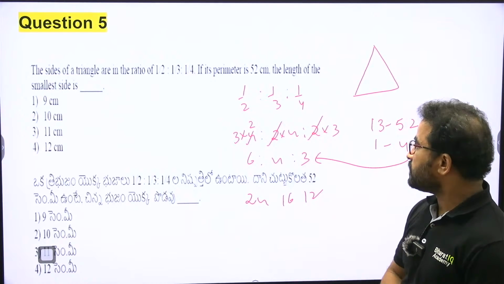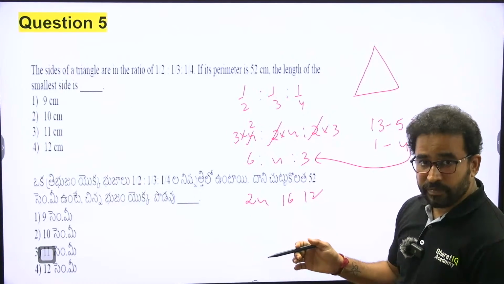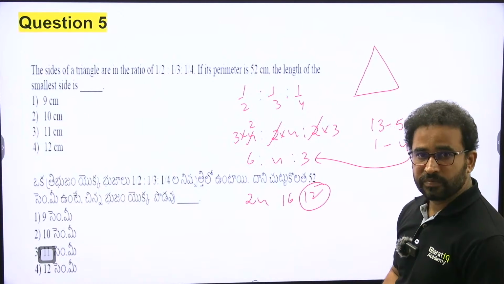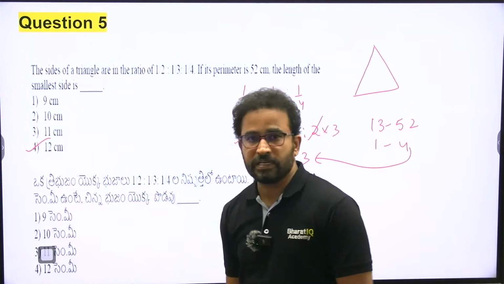Now the question they are asking is to find out the length of the smallest one. So among these three, which one is the smallest one? 12 is the smallest one. So our answer is 12 is the right answer.